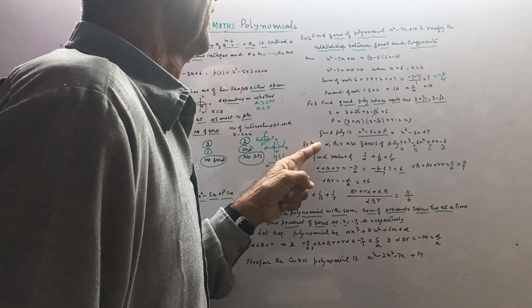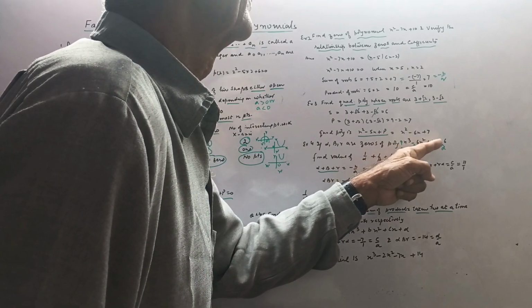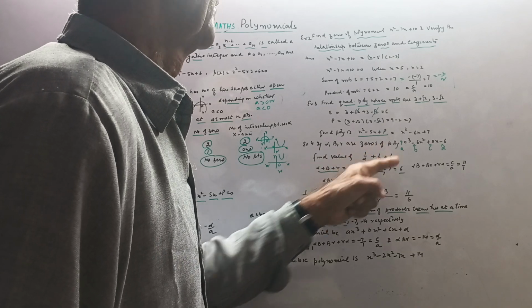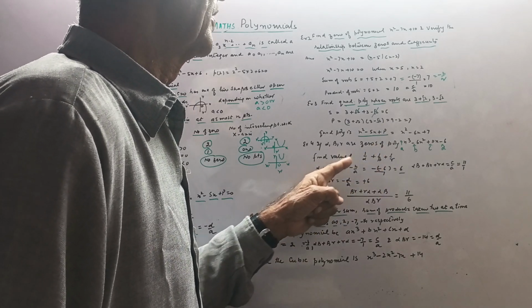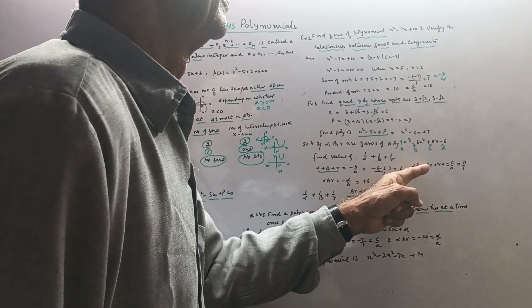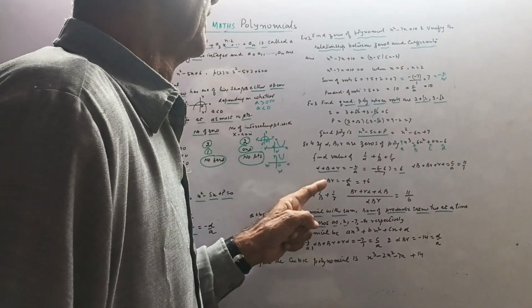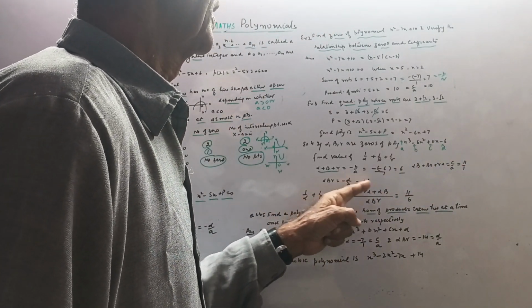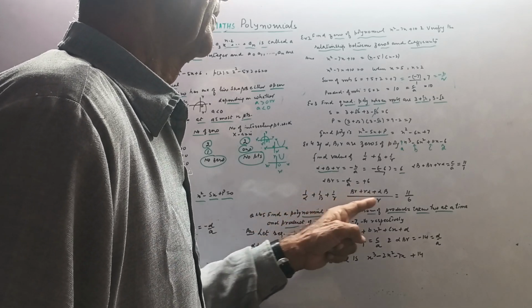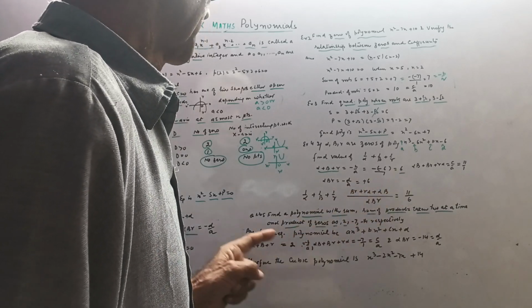Example 4. If alpha, beta, gamma are zeros of polynomial x cube minus 6x square plus 11x minus 6, find value of 1 by alpha plus 1 by beta plus 1 by gamma. Now alpha plus beta plus gamma is equal to minus b over a, minus minus 6 equal to 6. Alpha beta plus beta gamma plus gamma alpha is equal to c by a that is 11 by 1. Alpha beta gamma is equal to minus d over a that is equal to 6. Now 1 by alpha plus 1 by beta plus 1 by gamma. Take alpha beta gamma LCM. Beta gamma plus gamma alpha plus alpha beta over alpha beta gamma is equal to 11 by 6.